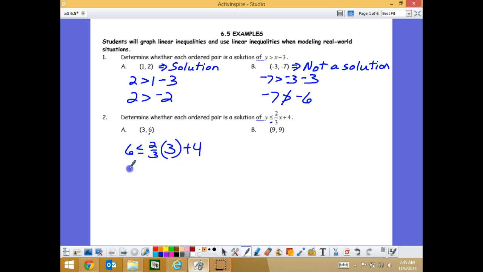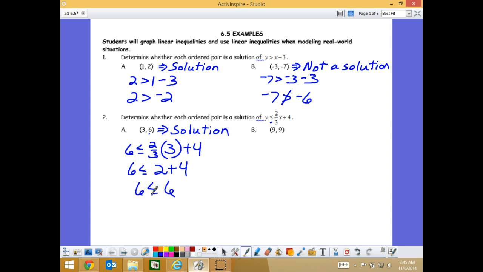Simplifying that right side, we end up with 6/3 or 2 plus 4. And is 6 less than or equal to 6? Well, the answer is yes. 6 is less than or equal to 6. It's equal to. So therefore, this point is a solution to the inequality.